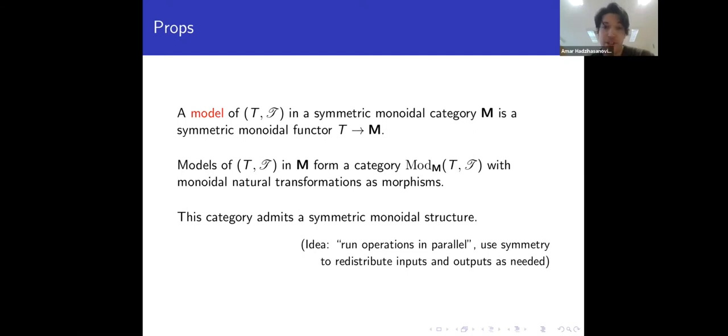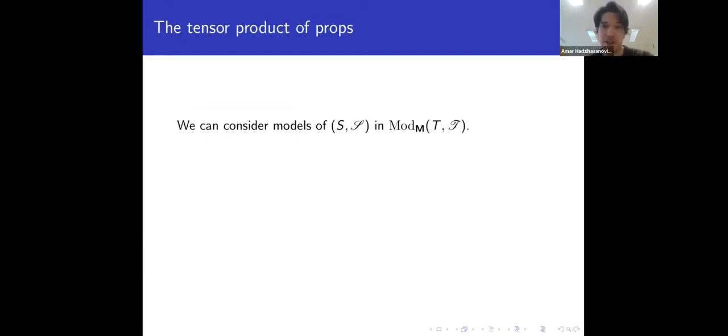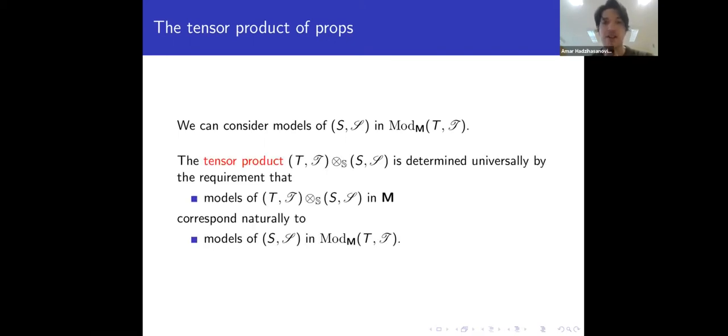So because we have a symmetric monoidal structure in this category of models, we can take another prop and we can consider models of this prop in the category of models. And then we can define a tensor product of two props as determined universally by requiring that models of the tensor product of T and S in a symmetric monoidal category M correspond naturally to models of S in the category of models of T.